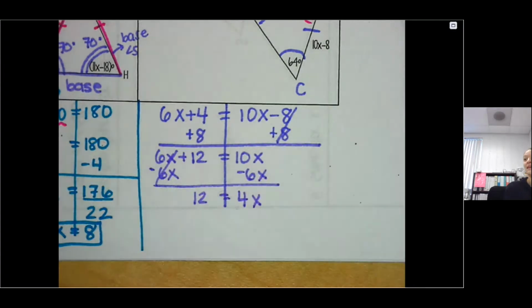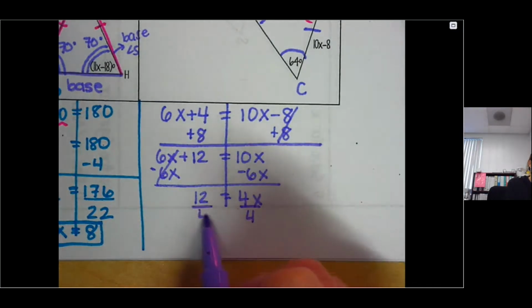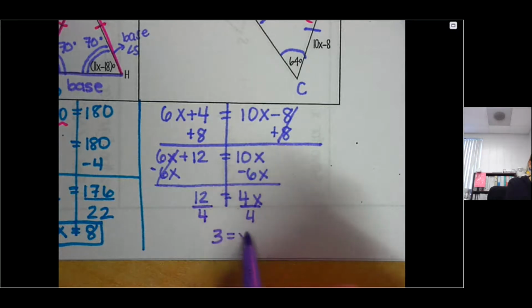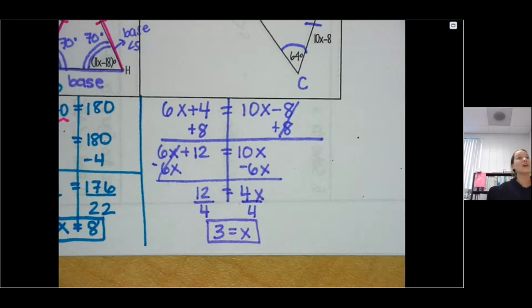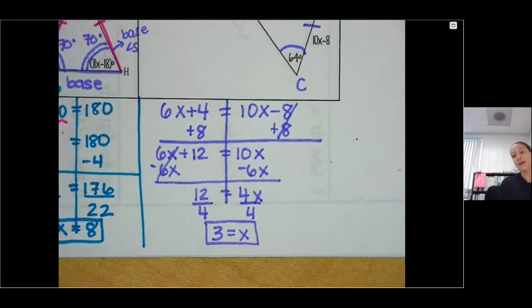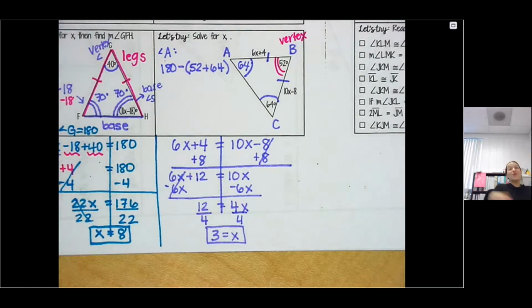4 x's, and then what? Divide by 4 on both sides. You get 3 equals x. Do I have to do anything else? Nope. This problem says solve for x. I always read the question. You could plug it in, but I don't ask you to. So don't do more work unless you need to. Read those questions. You could, but it'll just take longer.